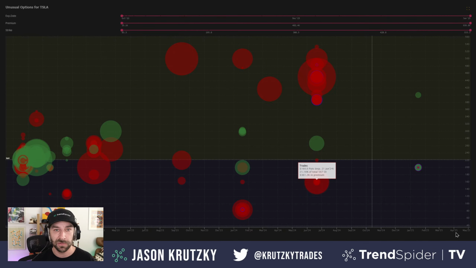It's going to vary for different names, and different names have different liquidity as far as contracts and when those contracts are set to expire. But for Tesla, obviously a very liquid name, we have contracts that go out up to 3 years. Each dot represents an individual order. The red dots obviously are the puts. The green dots are obviously the calls.